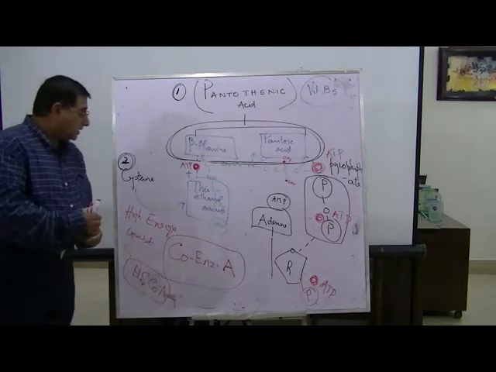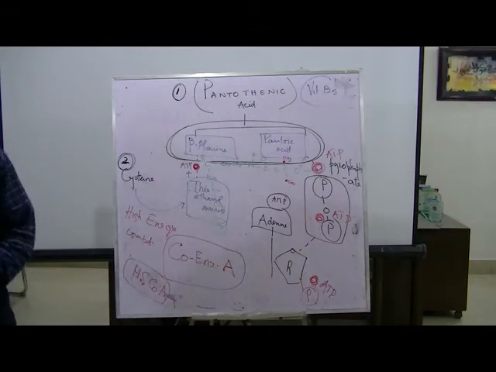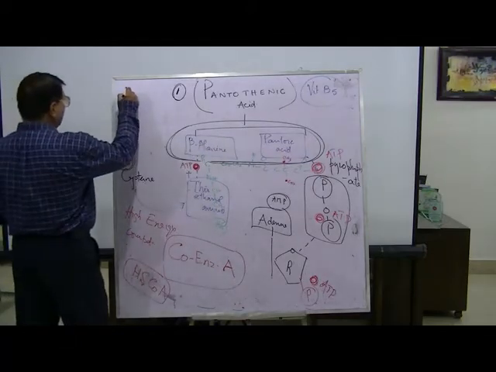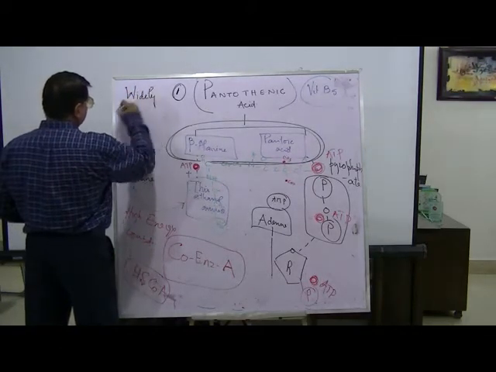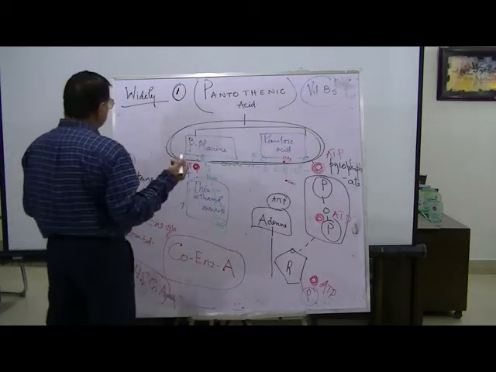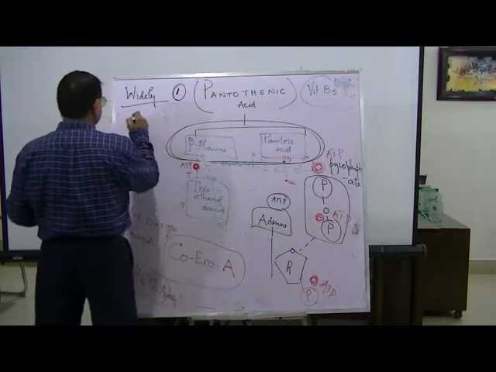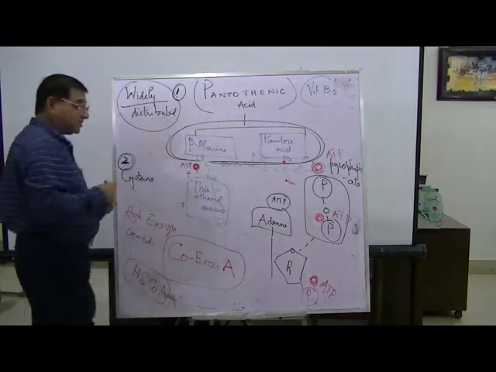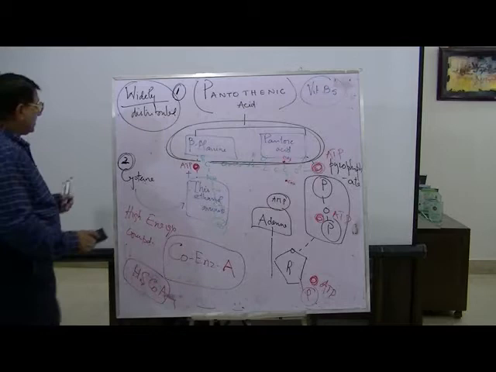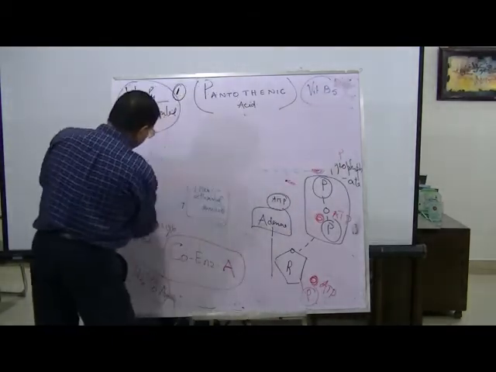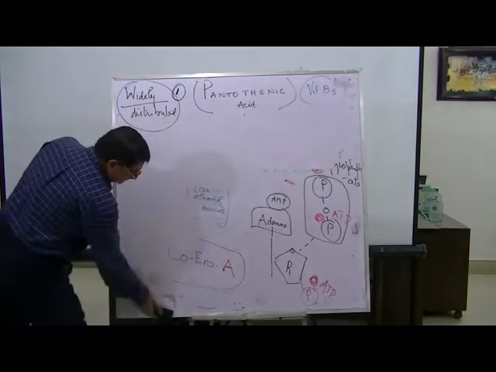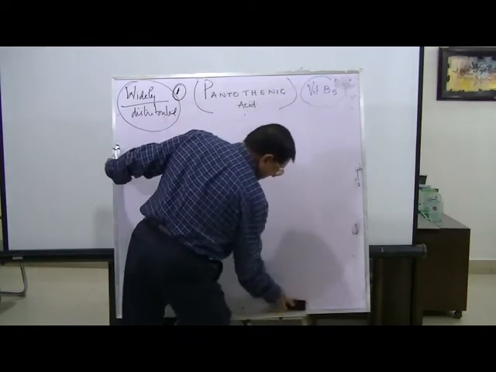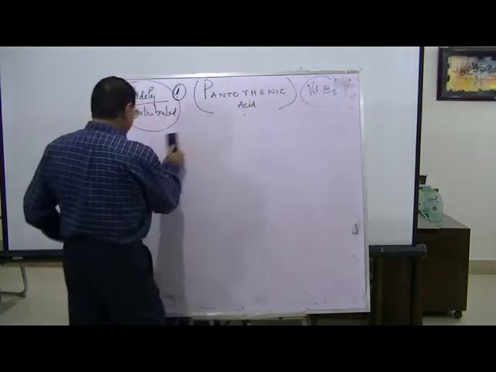Now, what is the source of pantothenic acid itself? It is widely distributed in animal and plant kingdom. Liver, egg yolk, etc. Widely distributed. Pantothenic acid is coenzyme A. Now, what is the importance of vitamin B5, pantothenic acid in metabolic reactions?